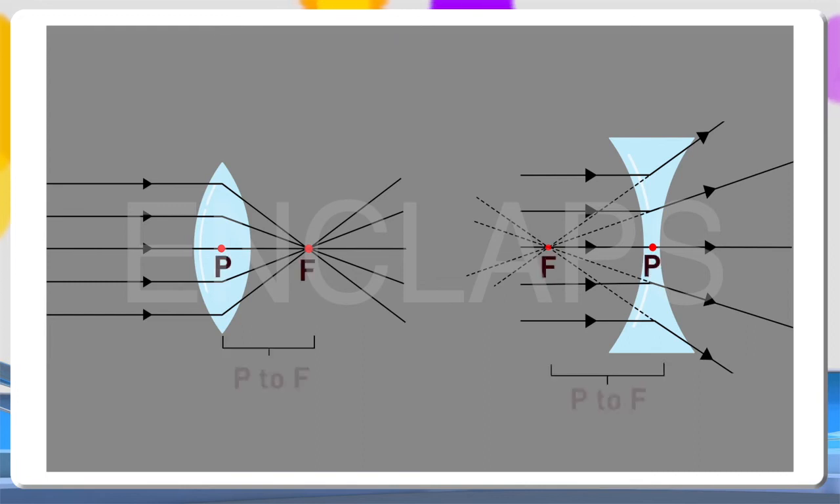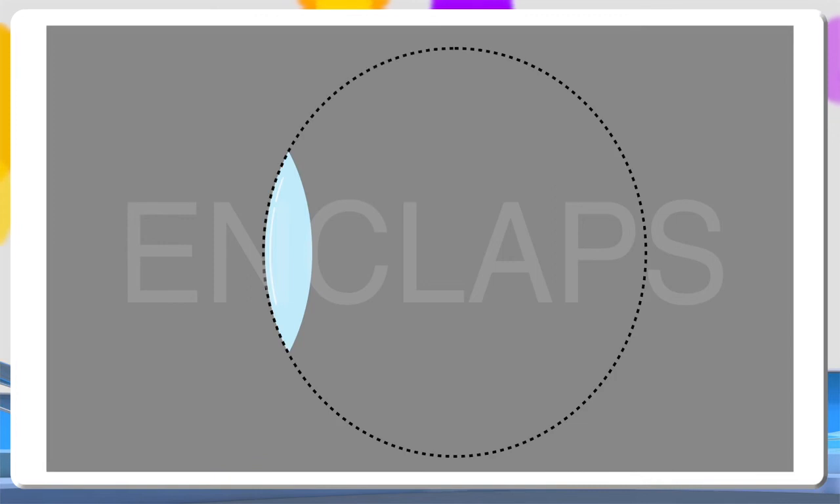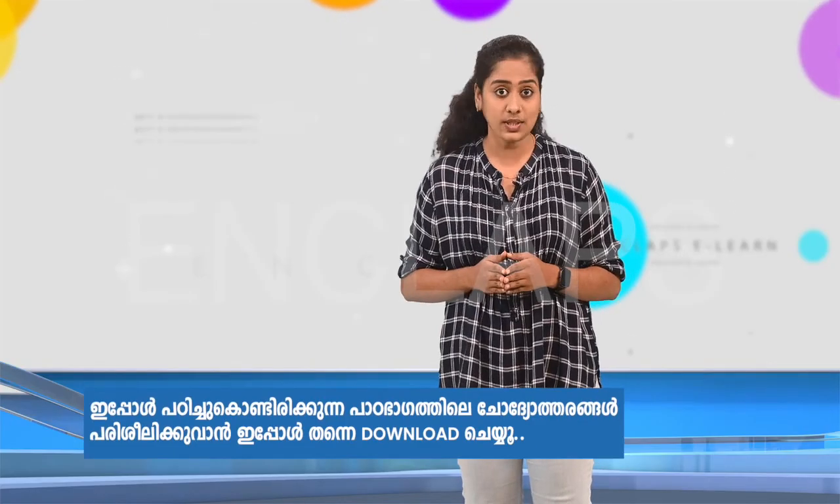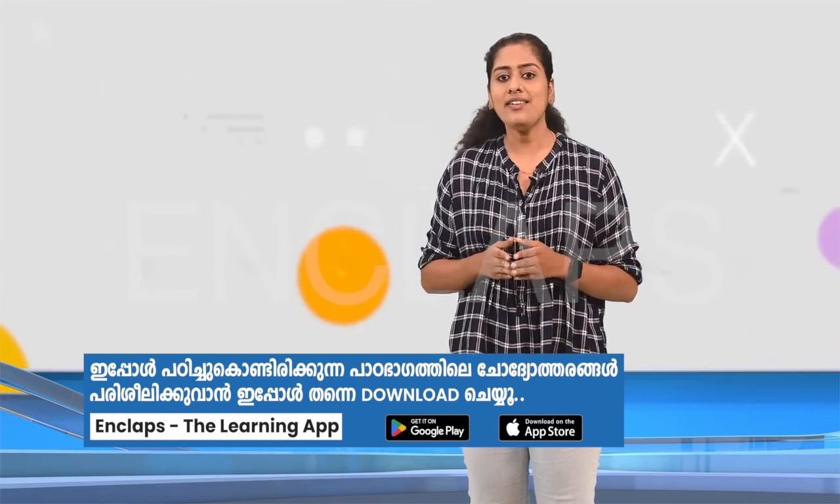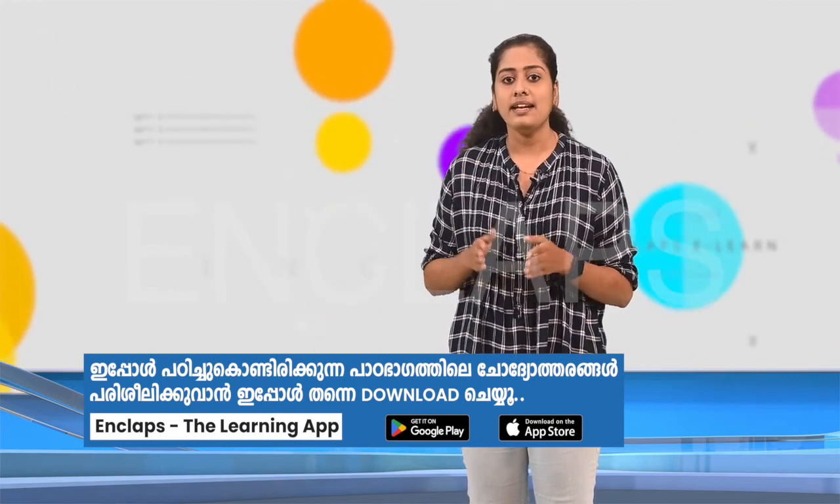Another important parameter about the lenses is the focal length. Focal length is the distance from the optic center to the principal focus. Focal length is denoted by the letter small f. If the thickness of a lens is much smaller compared to the radius of curvatures of the lens surfaces, this lens is called a thin lens. The lenses we are discussing in this chapter are thin lenses. So, in this session, we have learned the types of lenses and terms and characteristics associated with lenses.